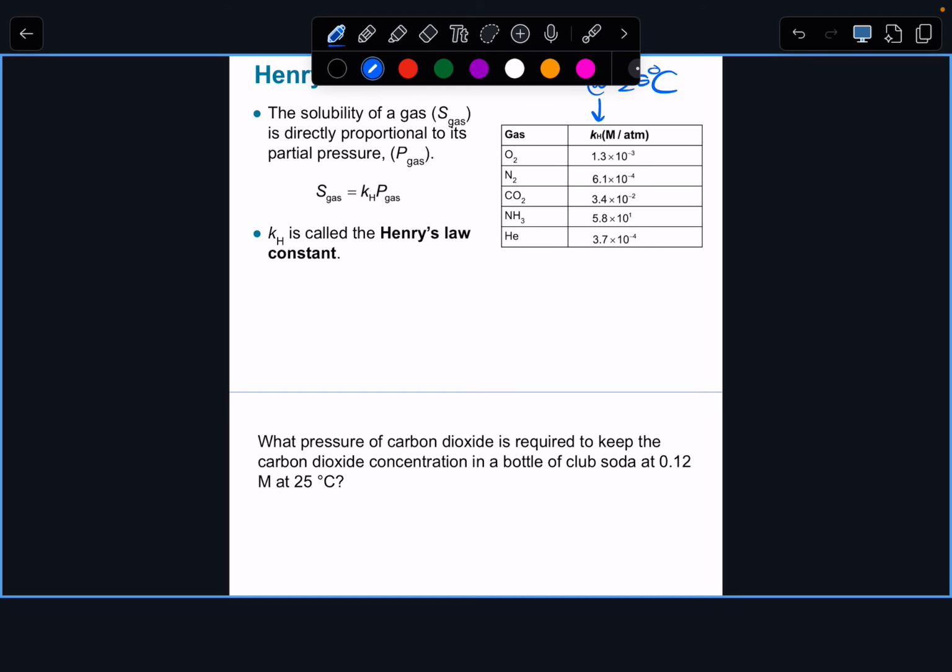I pulled this question from somewhere, so I'm assuming it's fairly accurate. They're telling us that we want 0.12 molar for this club soda. So 0.12 moles of carbon dioxide in every liter of water. That's going to be the S here, the solubility, or how much can dissolve. The Henry's law constant for CO2 at this temperature is 3.4 times 10 to the negative second.